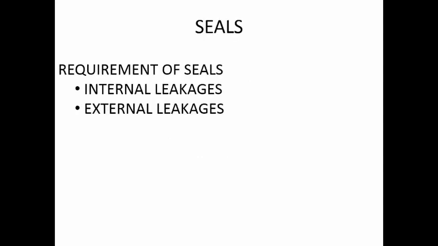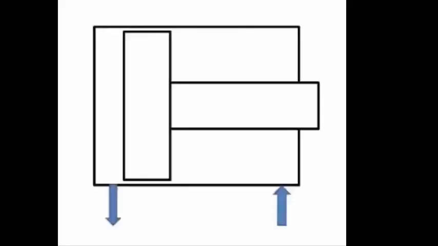Next one is the seals. Where are the seals used in a hydraulic system? If you take the example of the piston and cylinder here, you have the piston and cylinder arrangement. The outer rectangle represents the cylinder. The inner one will be representing the piston. Now, where are the seals going to prevent the leakage?